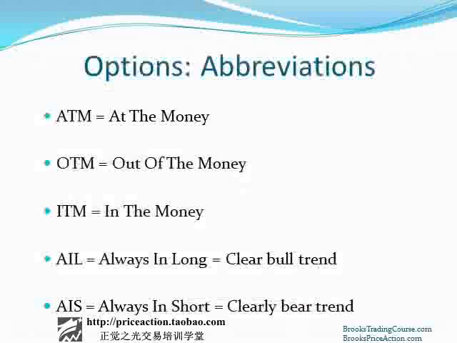Let me go over abbreviations. These are probably familiar to everyone. At the money, ATM, out of the money, OTM, in the money, ITM. So if the stock is at 100 and you buy a 100 call, it's at the money. If you buy a 100 put, it's at the money. If you buy a 90 put, it's way out of the money. If you buy a 90 call, it's way in the money.